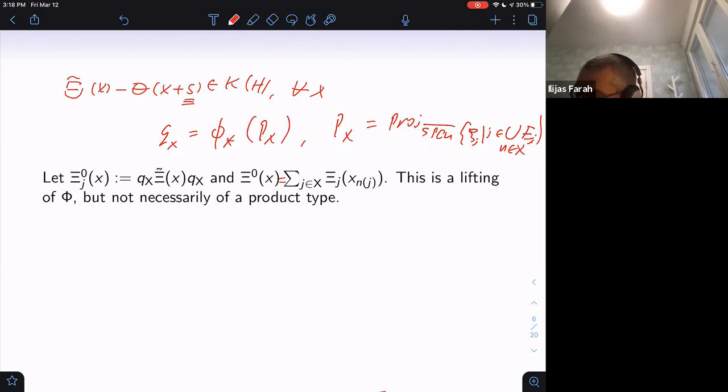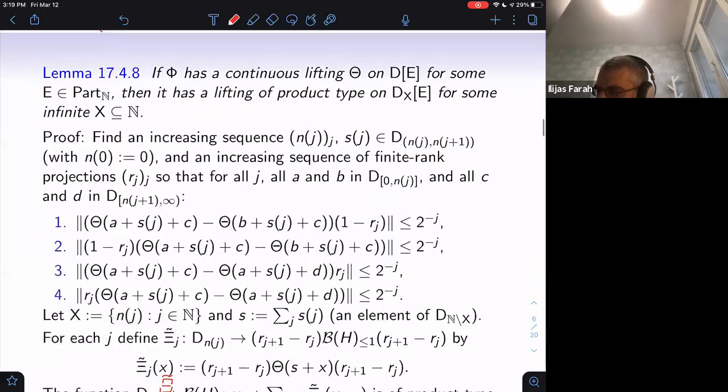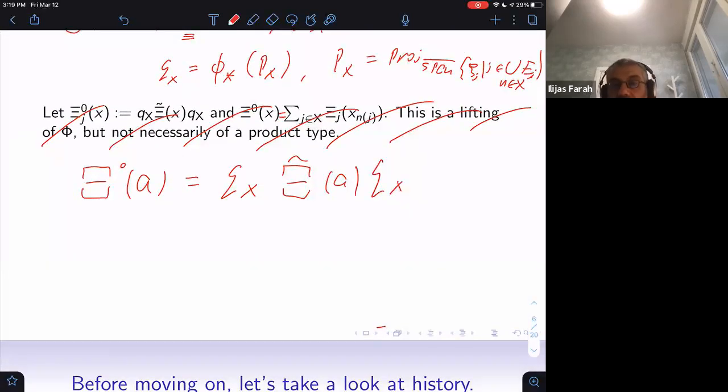Let's see, theta 0j is this, and this. Yeah, okay, no. What I wrote here is silly. This is of product type by definition, but it's not a lifting. So just scratch this. What I wanted to say is take this: theta 0 of x is qx theta tilde. Maybe I shouldn't be using x because x means something else, and it's difficult to see in my handwriting which one is x and which one is capital X. So I'll write it with a little a. Okay, so I just compressed this by qx.